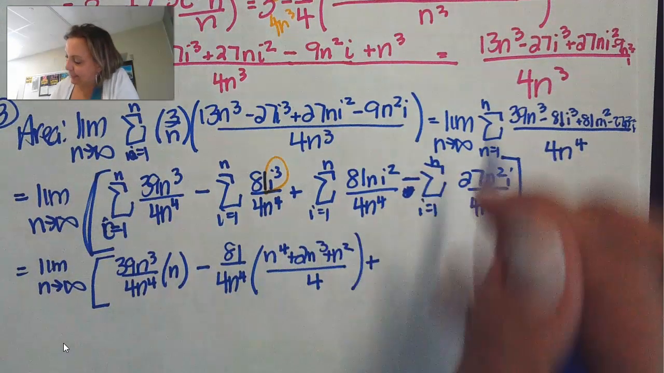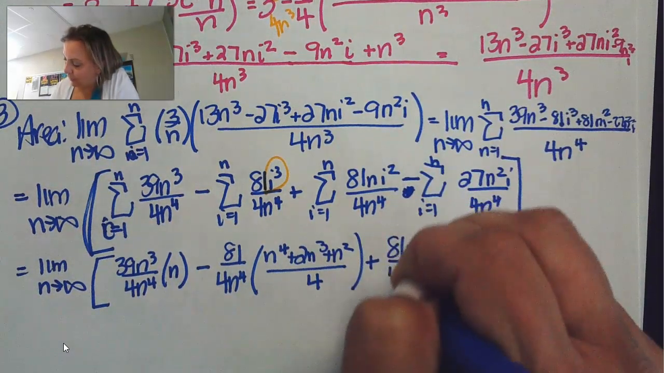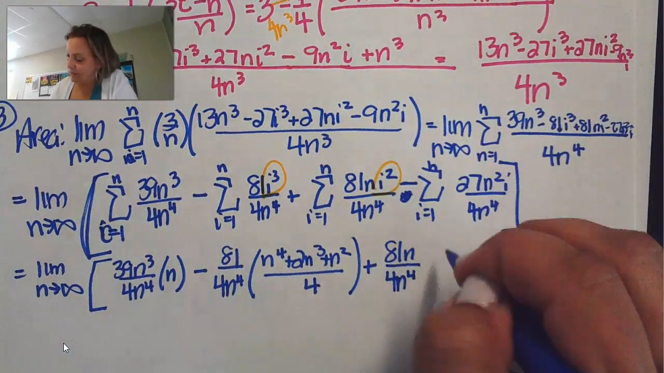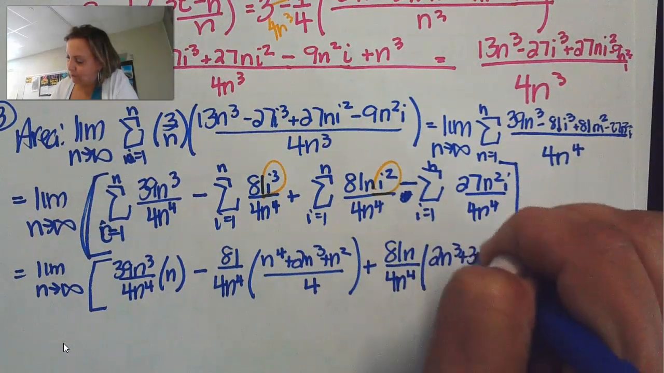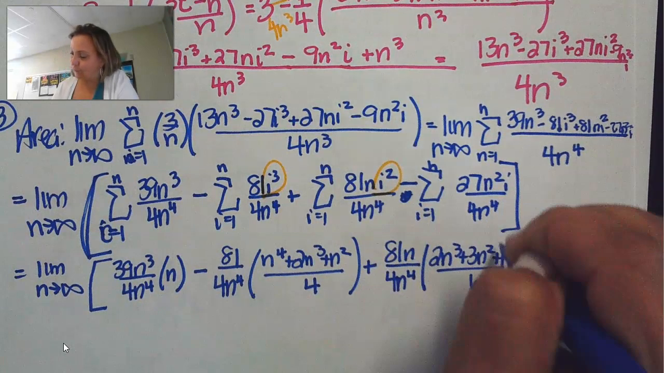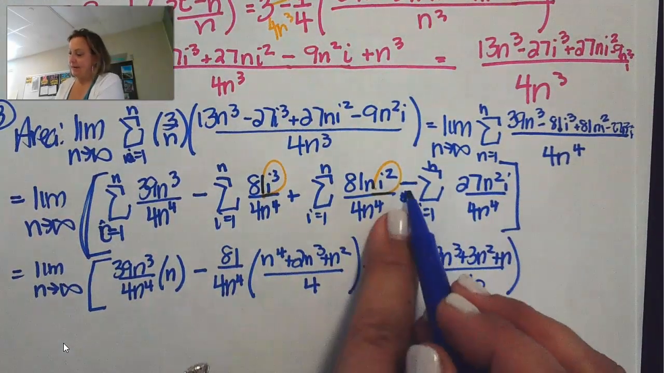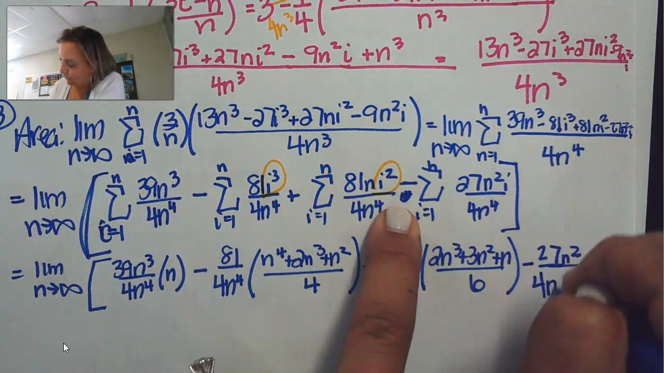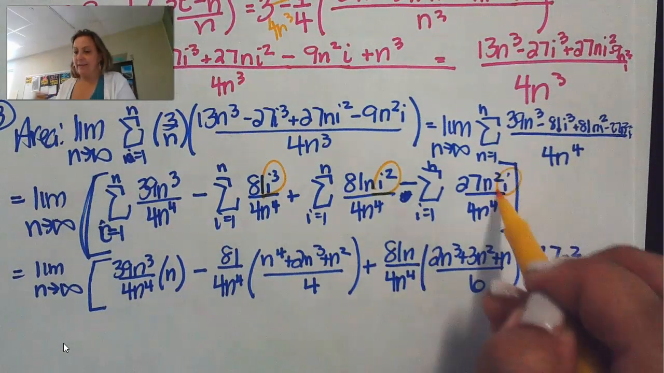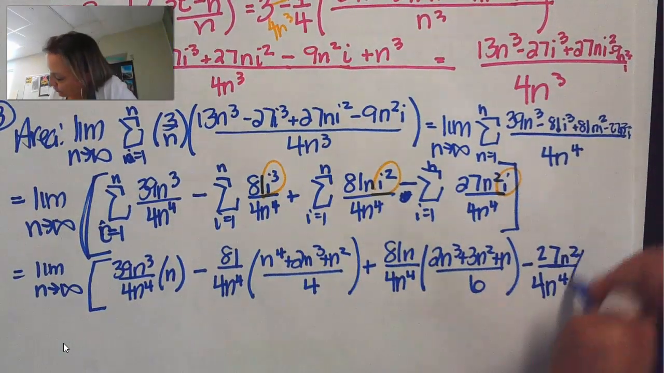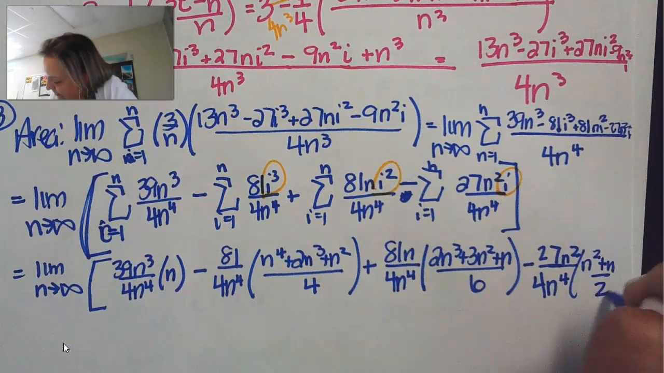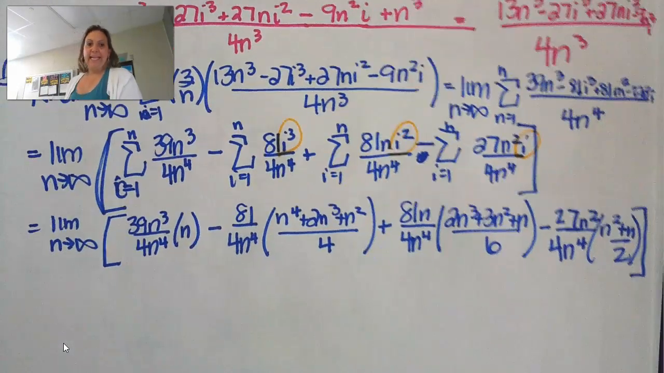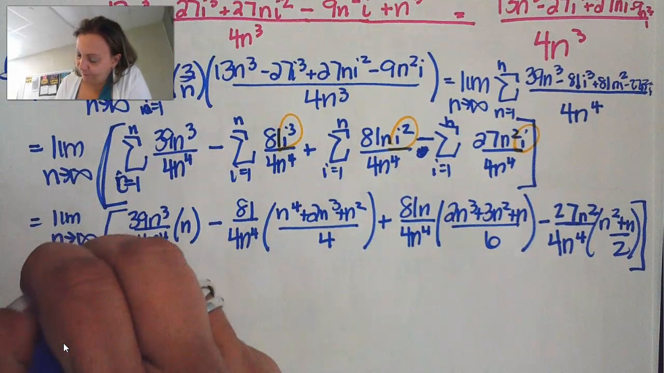Now I'm going to pull out this constant, 81n over 4n to the fourth. And now I'm going to use my rule for i squared. Again, 2n cubed plus 3n squared plus n over 6. Now I'm going to pull out this constant, 27n cubed over 4n to the fourth. And then use the rule for i, which was n squared plus n over 2. And so now we just keep going from here.